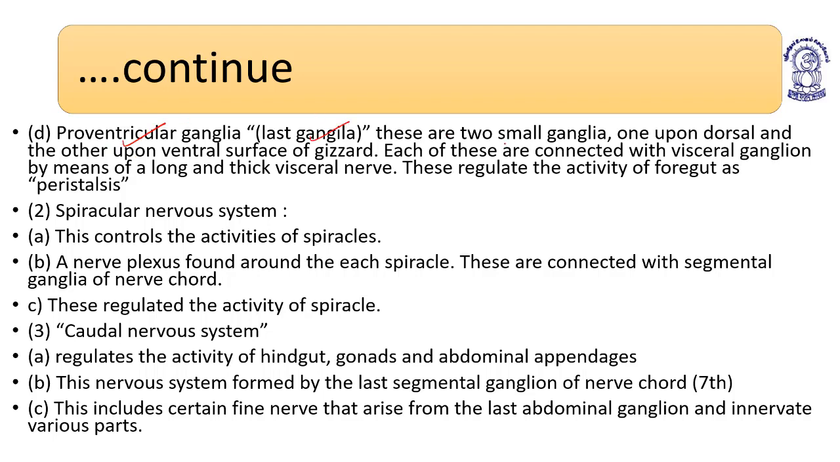The proventricular ganglia, the last ganglia, are two small ganglia, one upon the dorsal and the other upon the ventral surface of the gizzard. So suppose this is the gizzard: one ganglion is on the dorsal surface of the gizzard and one ganglion is on the ventral surface.